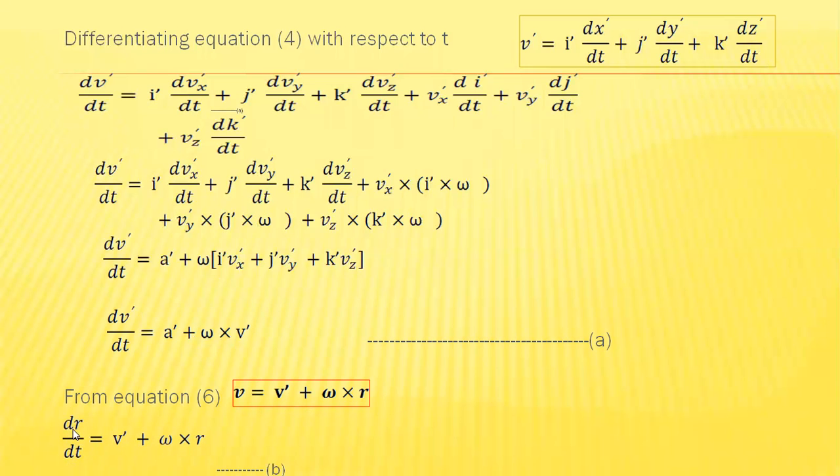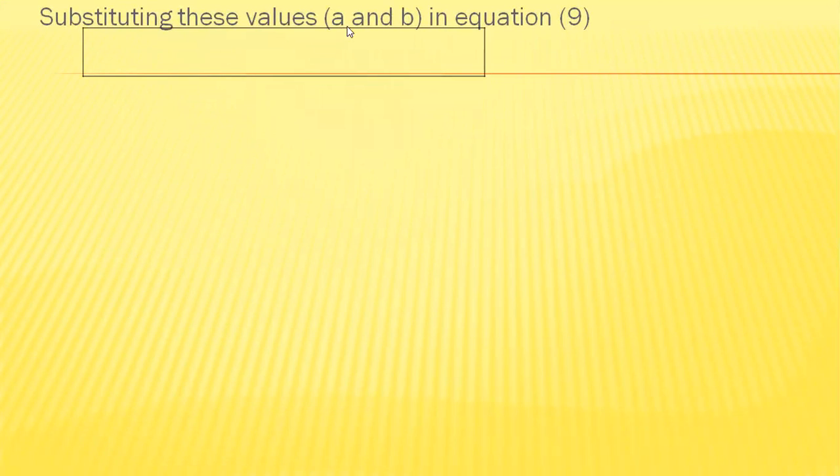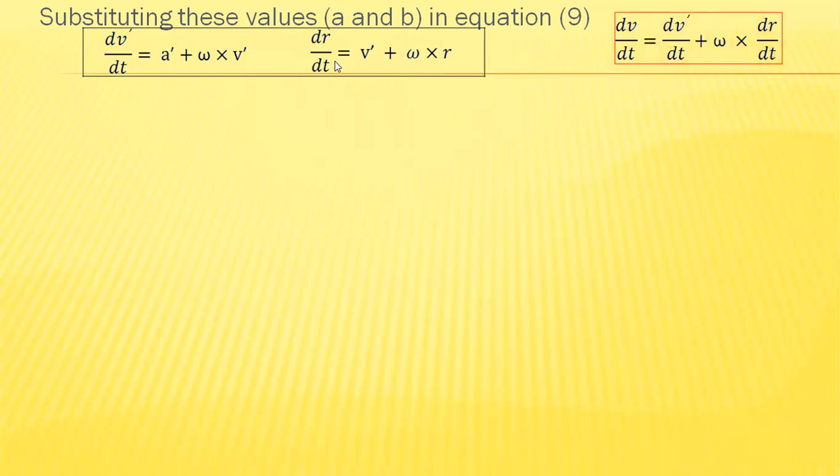Now from equation 6, v equals v dash plus omega cross r. Here v is nothing but dr by dt, which equals v dash plus omega cross r. I take this as equation A and this as equation B. Now substituting the values of A and B in equation 9. These equations are mentioned in the previous slides. Substitute the values of equation A and equation B in equation 9.